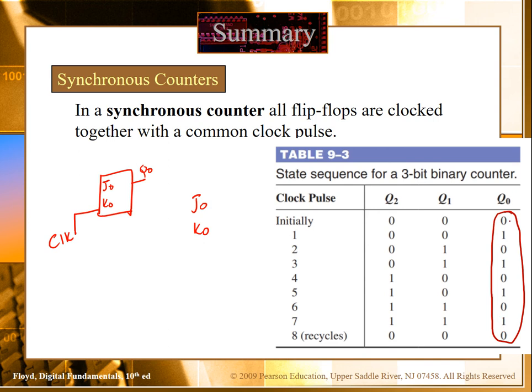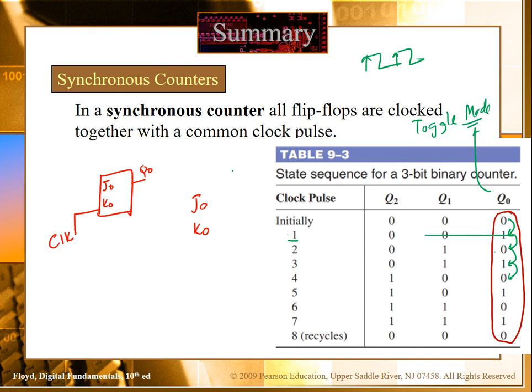Now if you look at the output of Q0, what is happening? Initially it's 0, and as soon as the first cycle comes, it changes to 1. Then the next cycle it changes to 0, the next cycle to 1, and again to 0. So basically this is just toggle mode, changing its state from 0 to 1, 1 to 0, 0 to 1, 1 to 0.